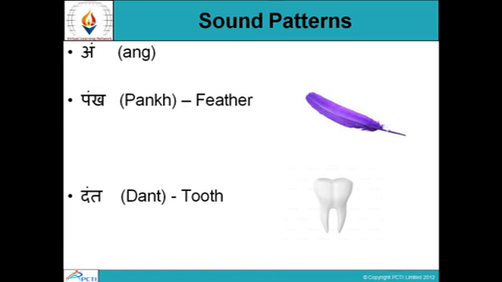So we have studied various sound patterns in this session about the vowels. In vowels, how do we use the symbols to represent that vowel? For ang we use a dot. For u we have a different symbol. For e we have a different symbol. We'll study more sound patterns in the next session.